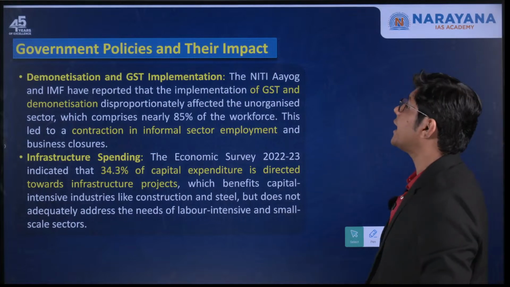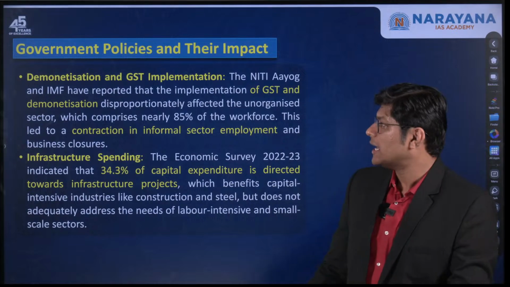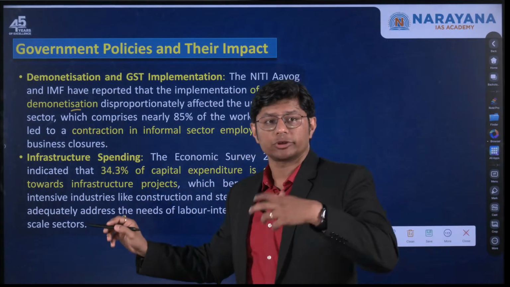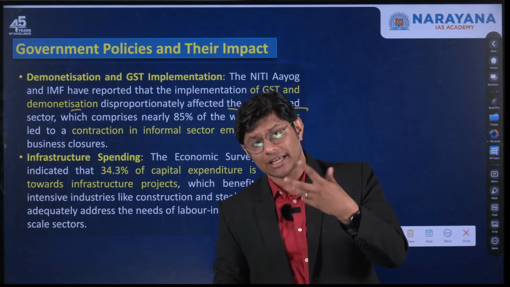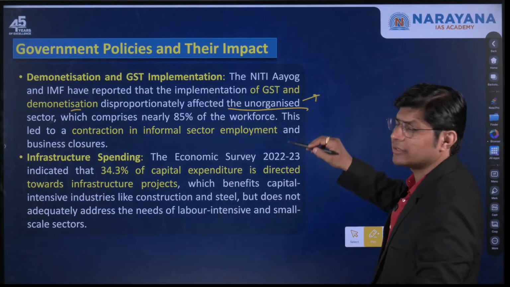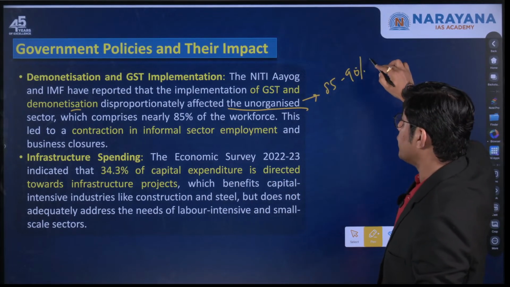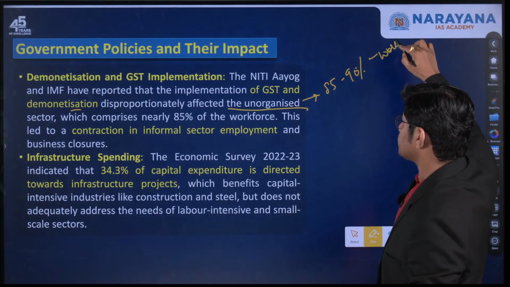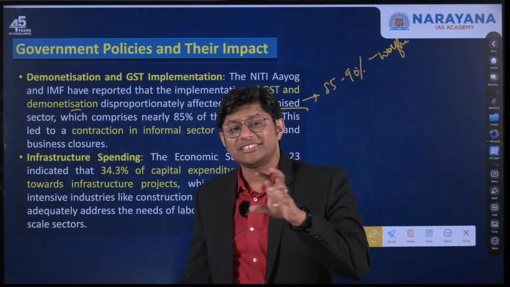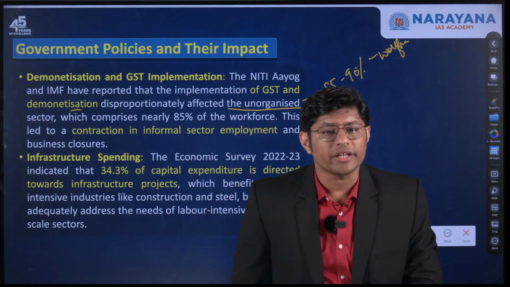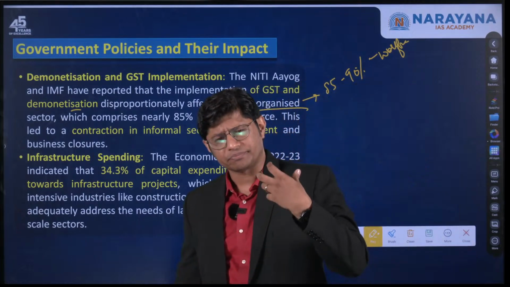Next, Niti Aayog and IMF have reported that the implementation of GST and demonetization disproportionately affected the unorganized sector. Now, the unorganized sector is the sector that employs around 85 to 90% of the workforce. Right. So because of GST and the implementation of demonetization, the unorganized sector suffered greatly.